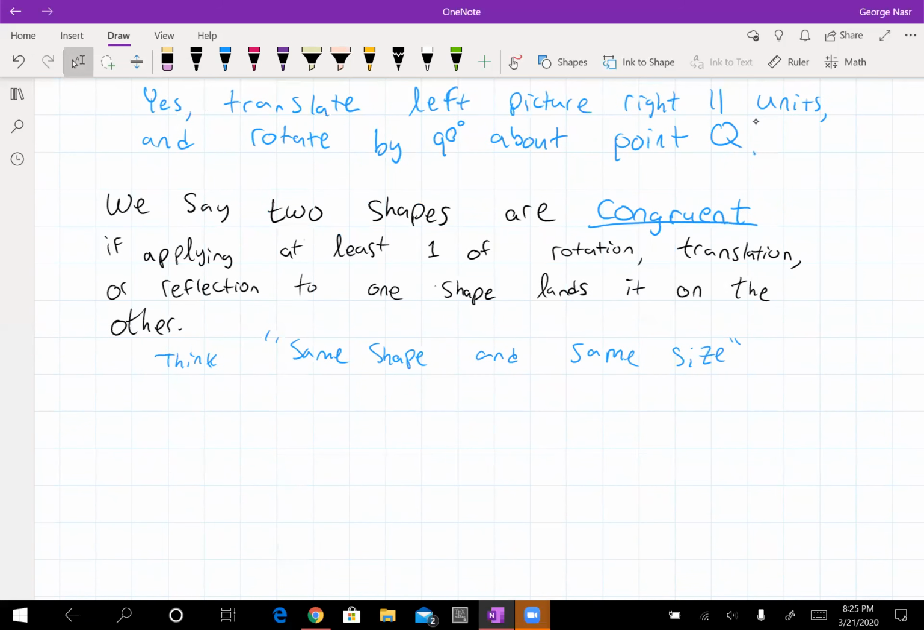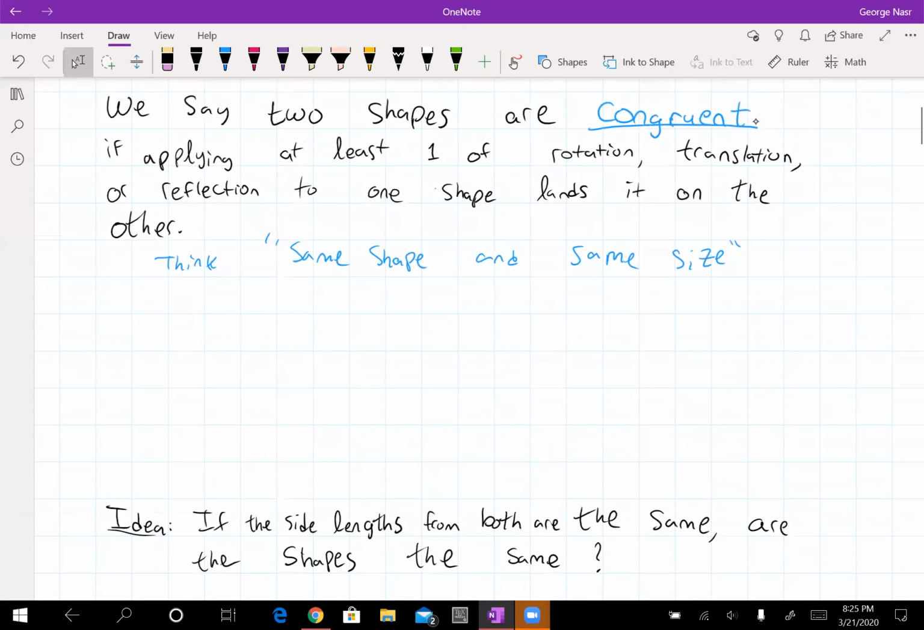So let's just think about shapes. If I draw two shapes, what would be a minimum requirement we would need for them to be considered the same shape, for them to be congruent? What do we really need for two pictures to look the same? Well, here's an idea. Certainly, the side lengths have to be the same, right?